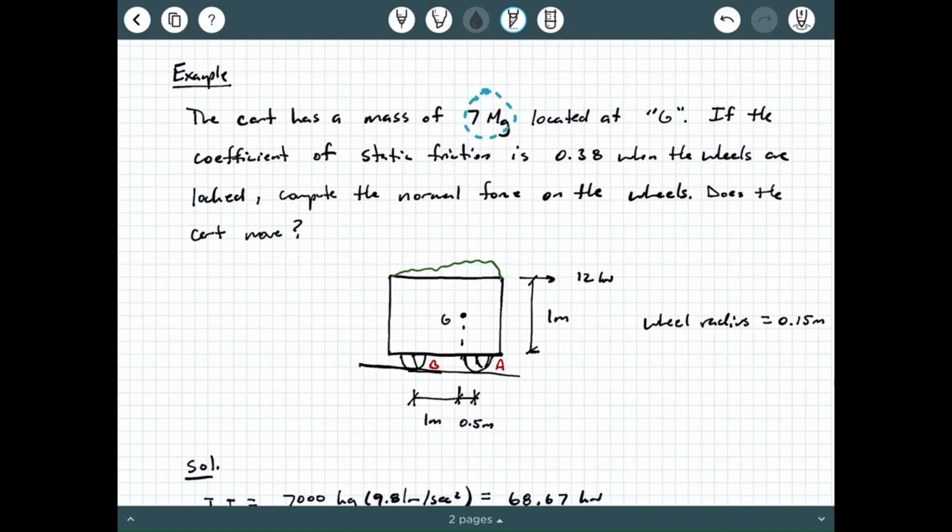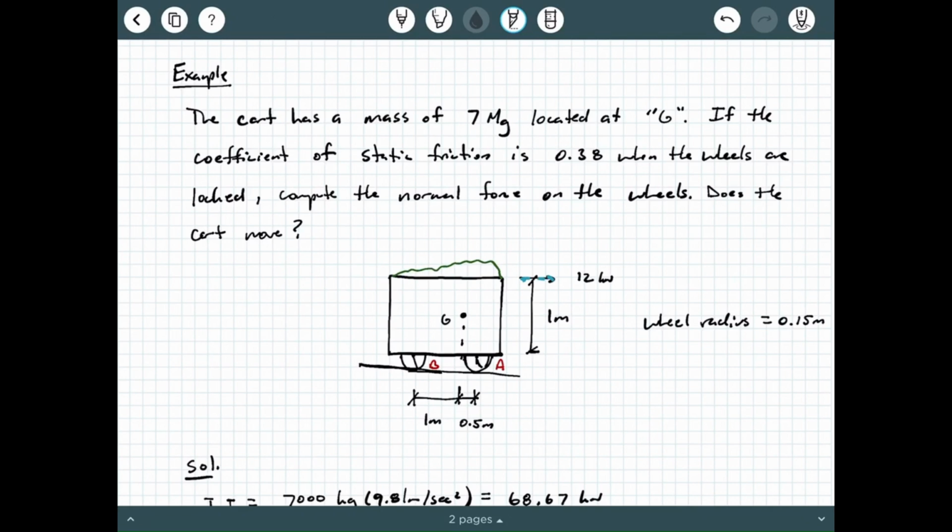In this example, we're given a cart with a 7 megagram mass located at its center of gravity G. Then we're given a coefficient of static friction of 0.38, which is between the surface and where the wheels are resting. We're asked to compute the normal force on the wheels, and to determine if the cart moves. So let's take a look at this figure.